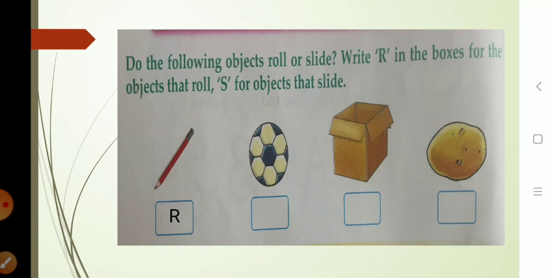Ball will also roll because it also has a curved surface. That way the ball will roll. So write down R for rolling objects. You have to write R.